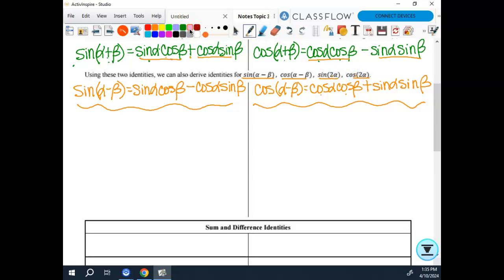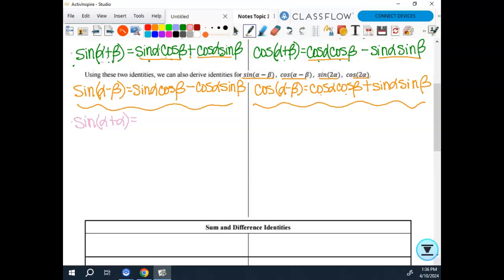So sine of 2 alpha, that could be sine of 2 theta, sine of 2 beta, 2x, whatever. But I'm going to write it as sine of alpha plus alpha. Would you agree that alpha plus alpha is 2 alpha? Okay, so there's a reason I'm starting it off that way. Because I'm going to use my sum identity that I have. Instead of these being different, they're both going to be alpha.